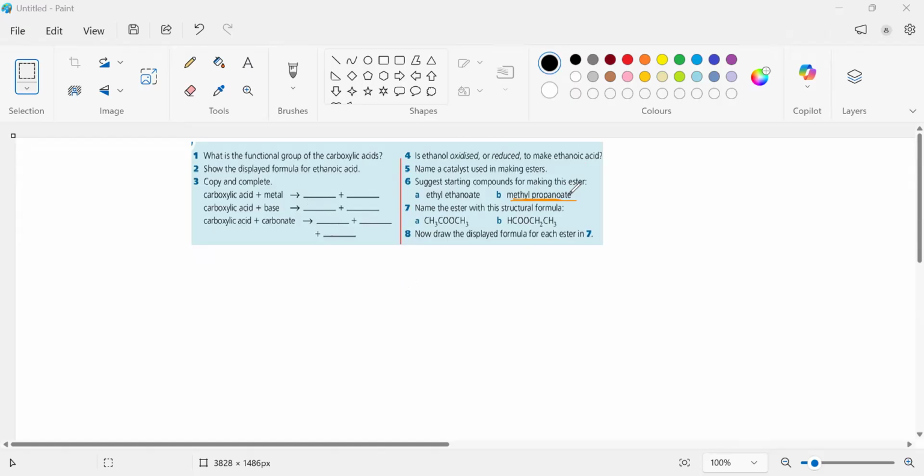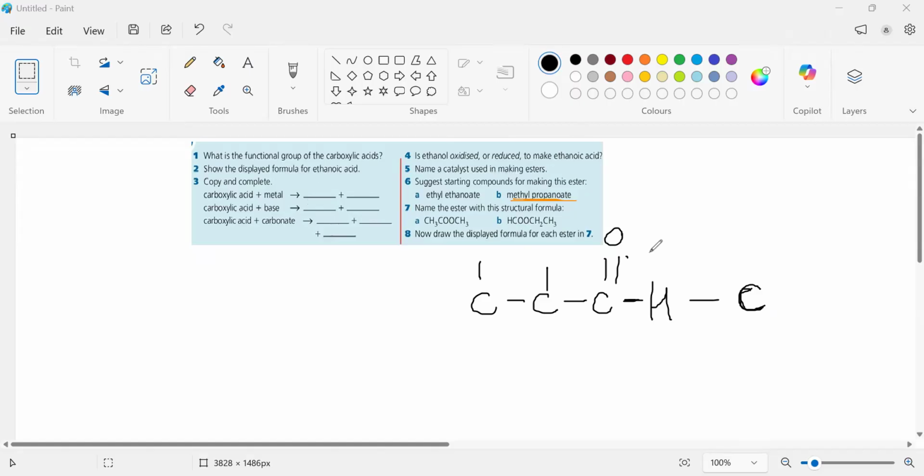Okay, okay, so first propanoate. Meth, eth, prop. Sir, is this right?